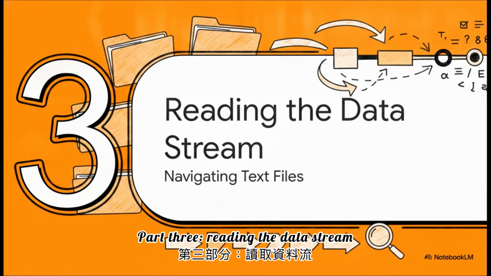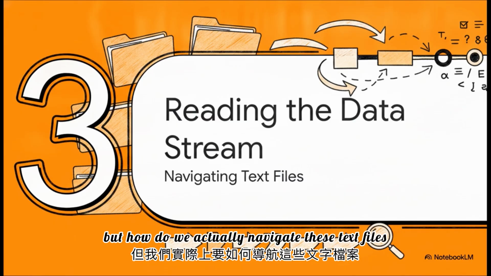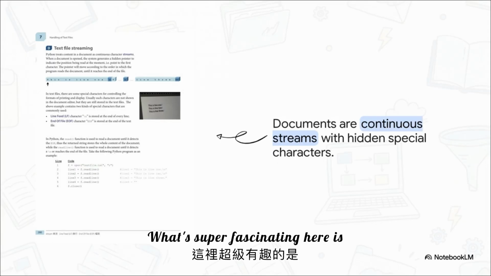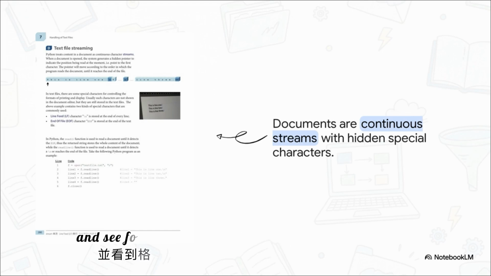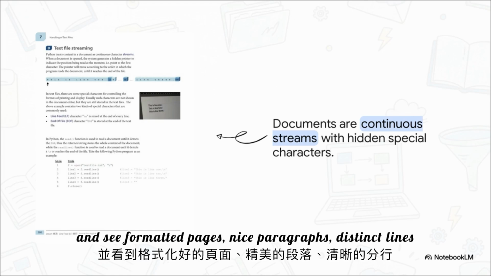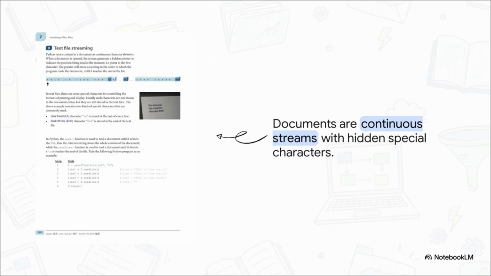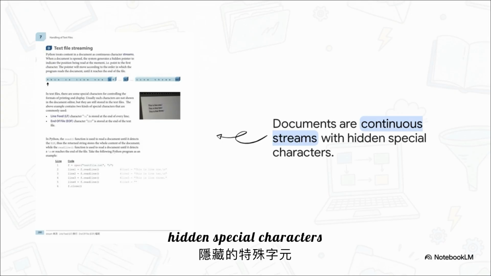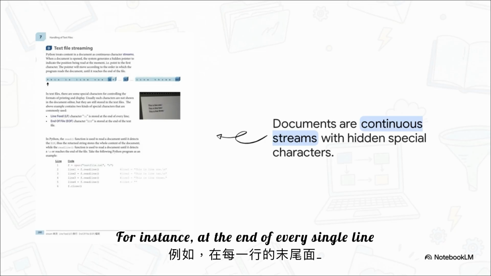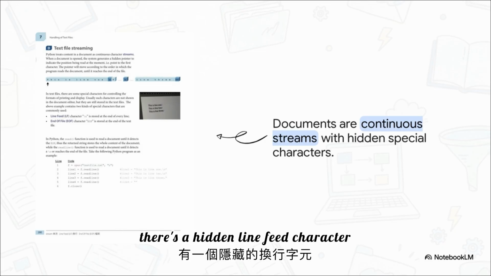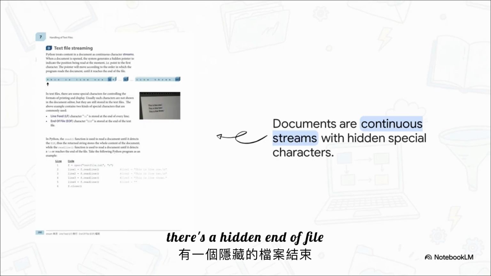Part 3, reading the data stream. Okay, so the file is safely open, but how do we actually navigate these text files? What's super fascinating here is that Python looks at text files completely differently than you or I do. We look at a document and see formatted pages, nice paragraphs, distinct lines. Python, it just sees a continuous, endless stream of sequential characters. And crucially, this stream is packed with hidden special characters that control formatting, stuff you'd never actually see in a standard text editor. For instance, at the end of every single line, there's a hidden line feed character, which is represented by \n, and at the very end of the whole document, there's a hidden end of file, or EOF, character.